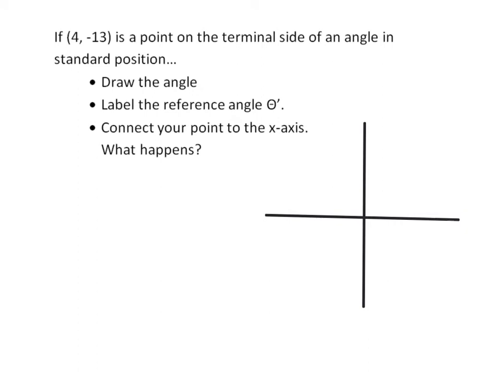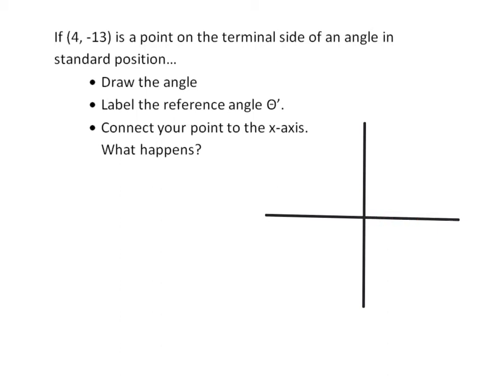Okay, now in this example, we're going to throw a little something new here. It says if (4, -13) is a point on the terminal side of an angle in standard position, do the following 3 things. Now before we read those 3 things, I'm going to go ahead and put that point into our diagram. So (4, -13).